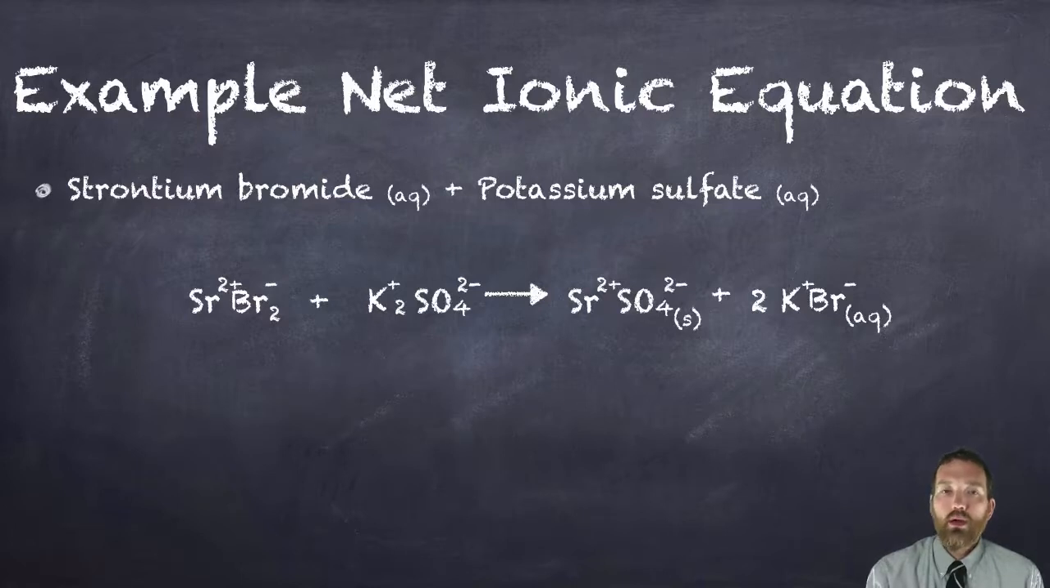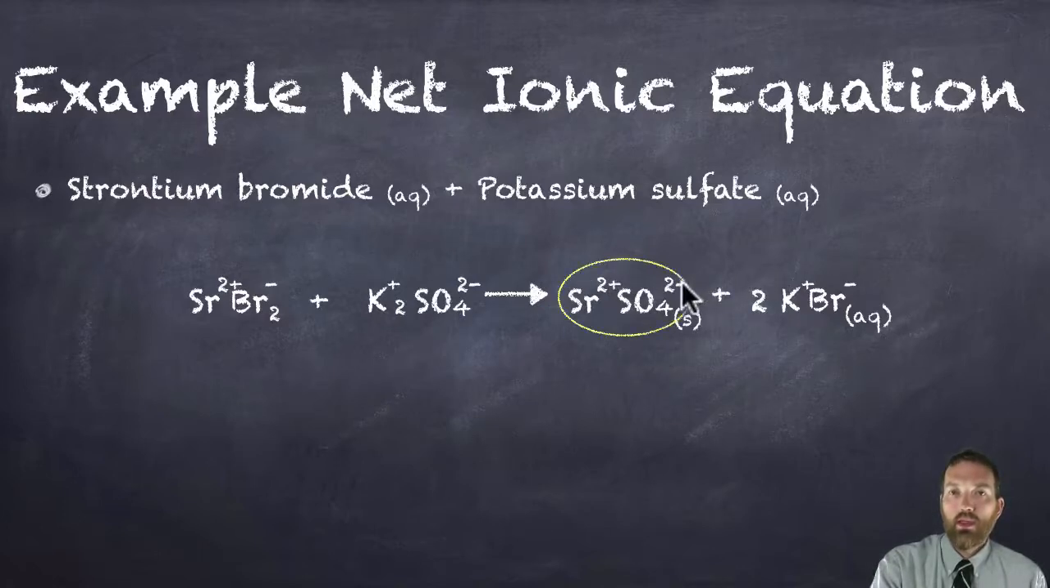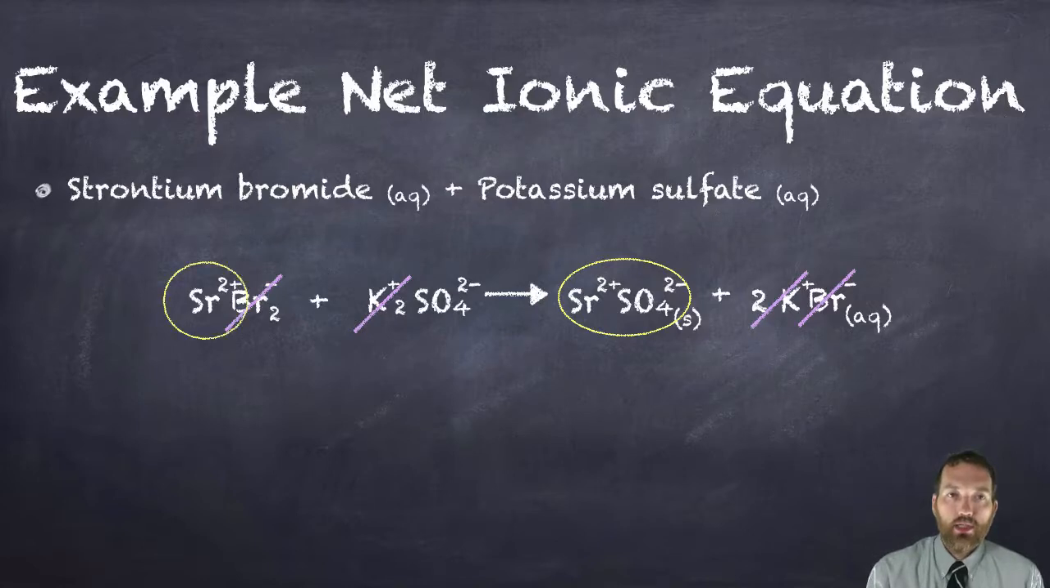So our next step is to cross off our spectator ions, our ions that had nothing to do with the production of this precipitate, and that would be the potassiums and the bromides. Okay, so our net ionic equation is just the Sr with a 2+ charge and the SO4 with a 2- charge, combining to make SrSO4.